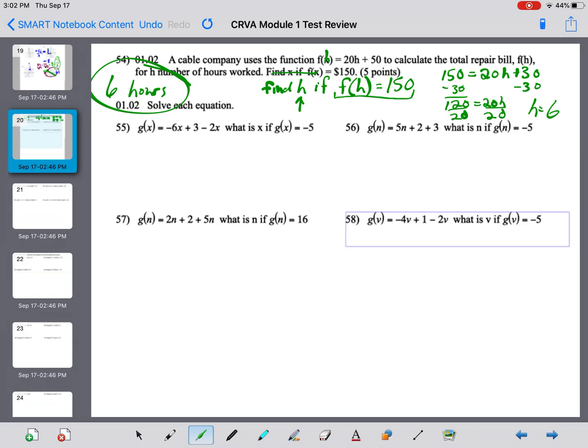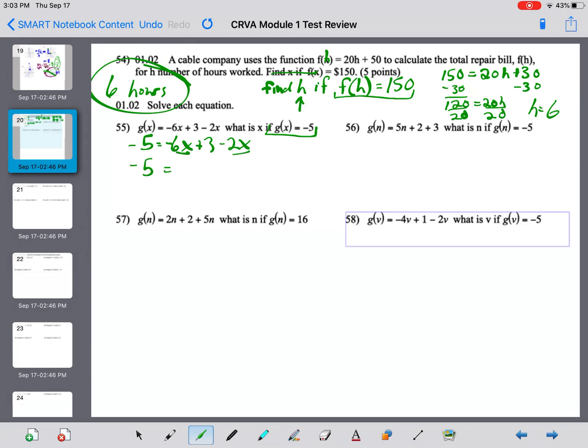So here's g of x. Here's g of x, the function. It's represented by this expression. What is x? That's the input variable if the output, or the value of the function, is -5. So again, -5 goes in for g of x because they're telling us the whole g of x output is -5. We have to find x, or the input. What input will make an output of that?